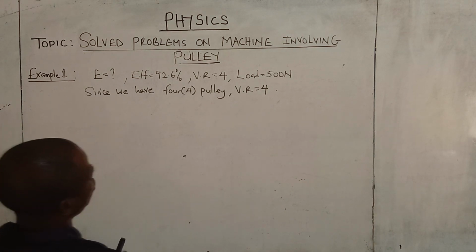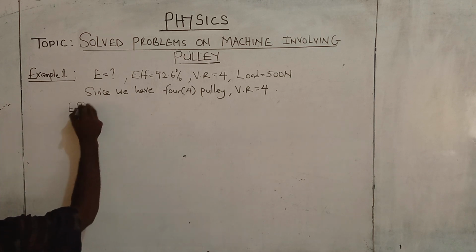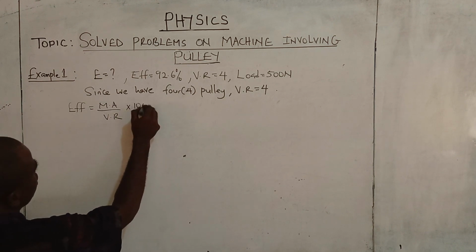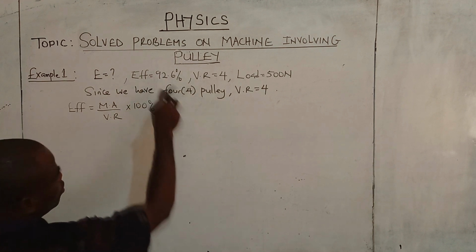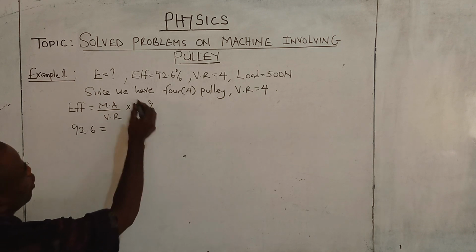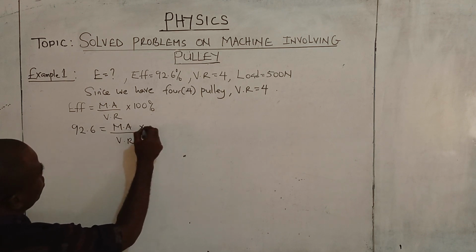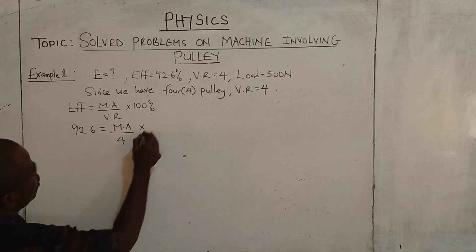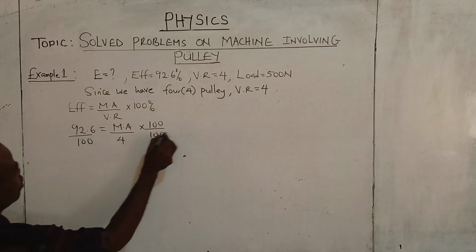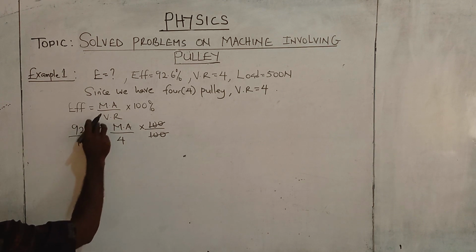Since we have 4 pulleys in the question, the velocity ratio is equal to 4. Now let's go back to our formula. Efficiency equals mechanical advantage over velocity ratio times 100%. What we got in the calculation we just did is 92.6 as the efficiency. The effort is inside the mechanical advantage, so let's leave it as mechanical advantage over velocity ratio, which is 4, times 100. Divide this by 100. I told you that when you're using percentage here, don't put 92.6%.